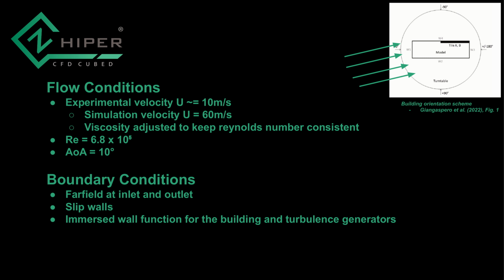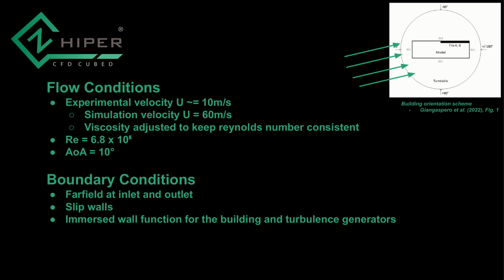So the flow conditions: the experimental velocity was about 10 meters per second, but for the simulation I set it to be 60 meters per second. This is just adjusted for more efficient time stepping, and the viscosity was adjusted to keep the Reynolds number consistent with the experimental value of 6.8 times 10 to the 5.